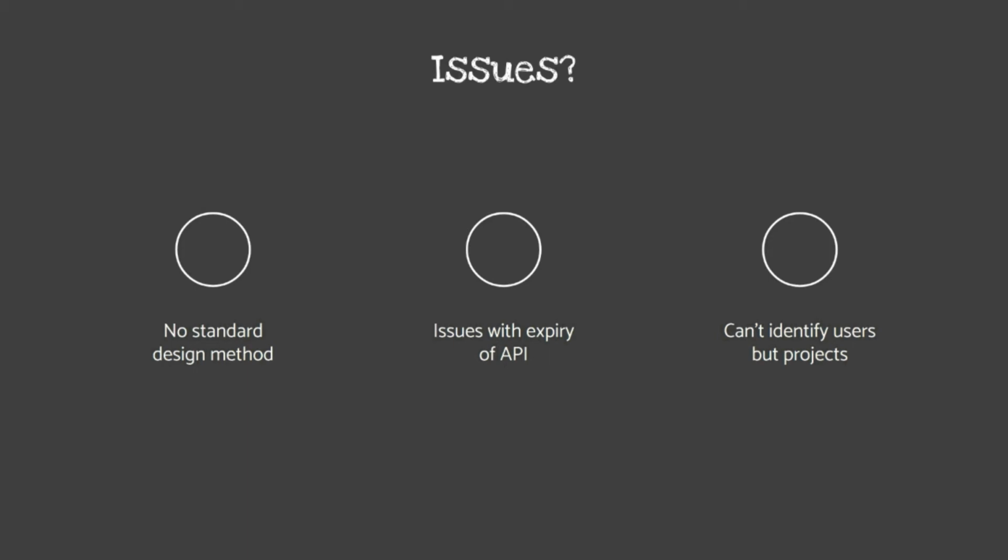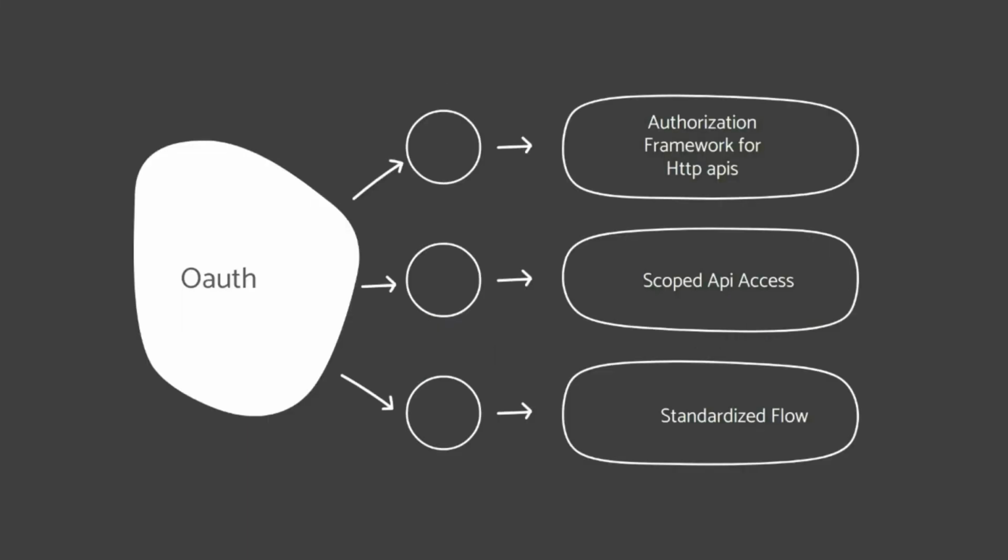there is an even better way that is designed to solve this problem. That is OAuth. It's an authorization framework for HTTP APIs, and it provides secure delegated scoped API access. I mean, users define the exact part of the API that they want the application to use. There is a fairly standard way to implement OAuth in our applications.